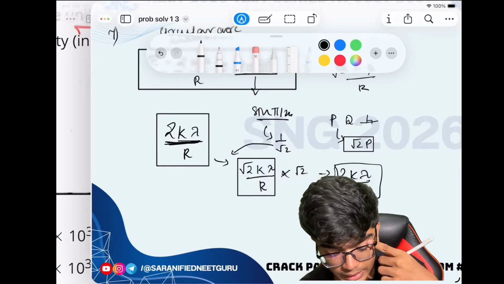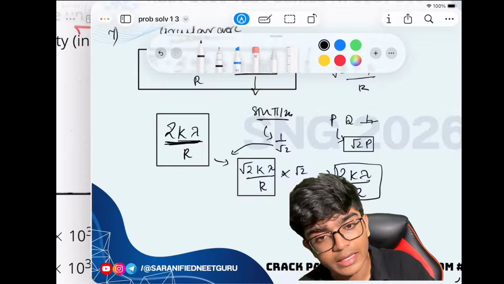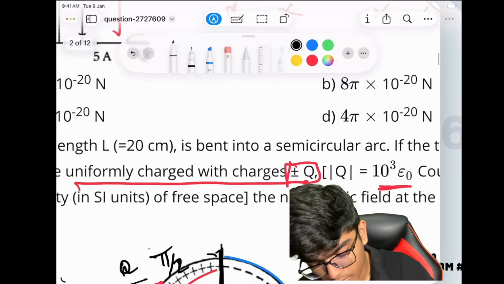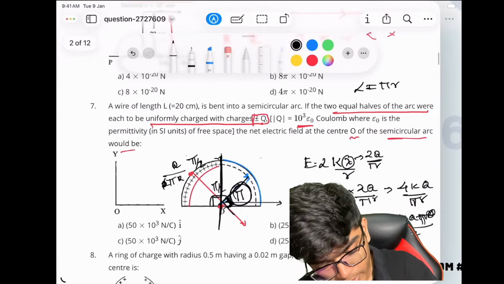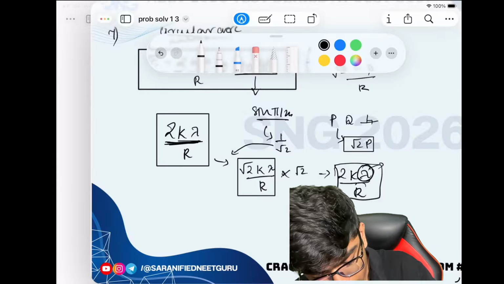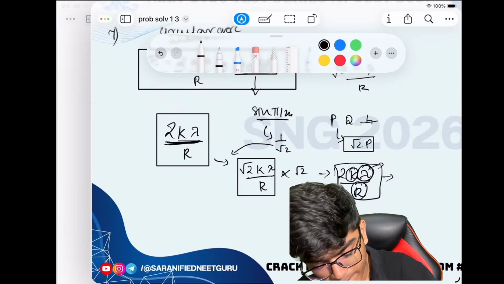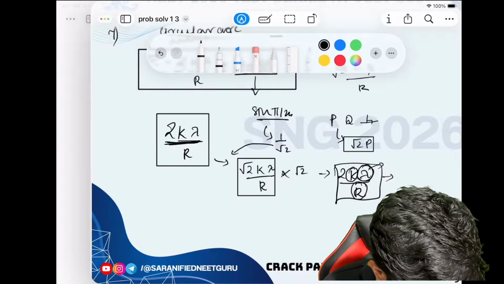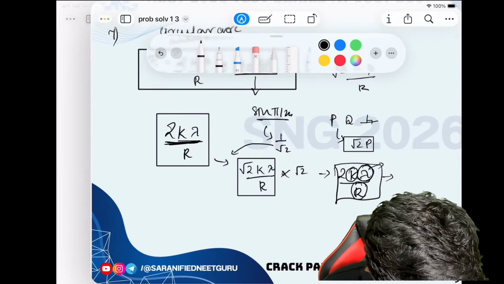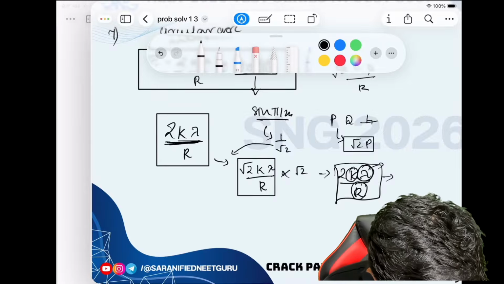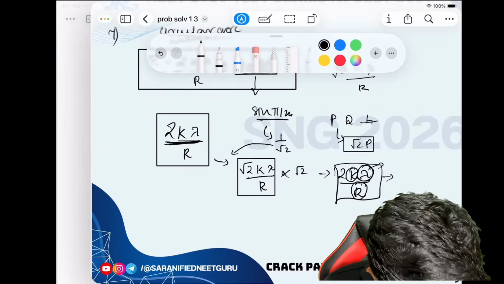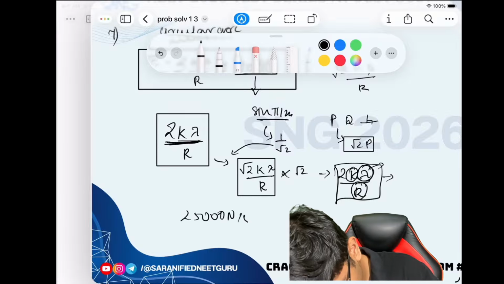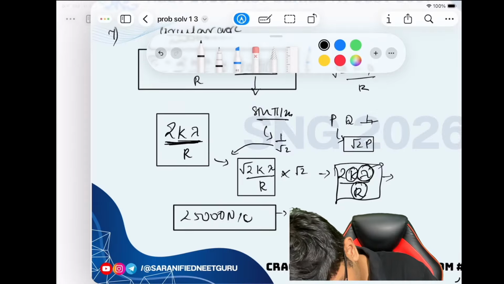Okay, இப்போ 2k lambda by r la, if I substitute 2 into k and lambda is nothing but a linear charge density, which is nothing but q charge divided by 2 pi r divided by pi r. Okay, அதுக்கப்புறம் you substitute the value of lambda here, substitute the value of k here and r here, you'll get the answer. It will be around நானே சால்வ் பண்ணுறேன். 10 power 3 epsilon naught divided by 1 by 4 pi epsilon naught. Okay, so it's around 25,000 newtons per coulomb இருக்கும் field, or 25 into 10 power 3.